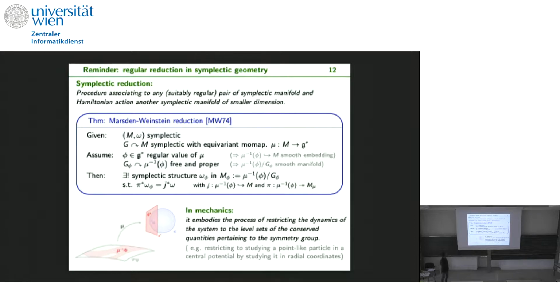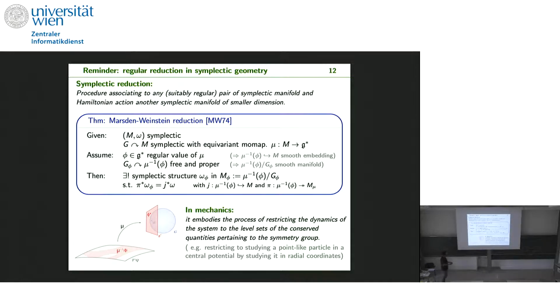So this is a recipe to construct another symplectic manifold out of the data. And why is it important? Well, this is only a perspective. In mechanics, it is important because it embodies the process of restricting the dynamics of a mechanical system to the level set of the conserved quantities of the system.